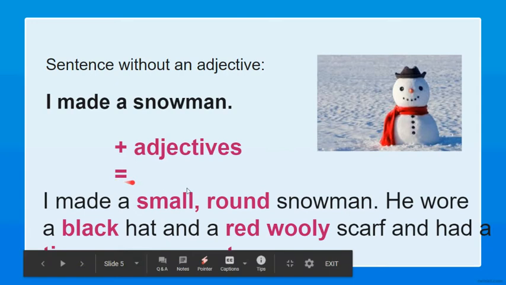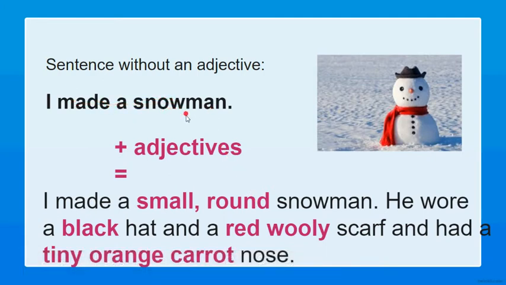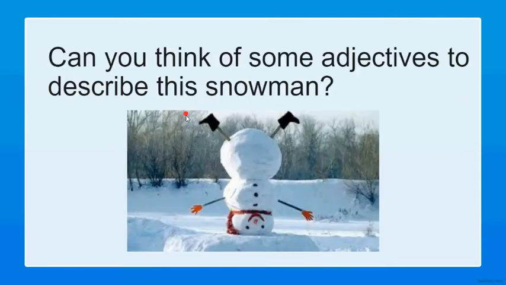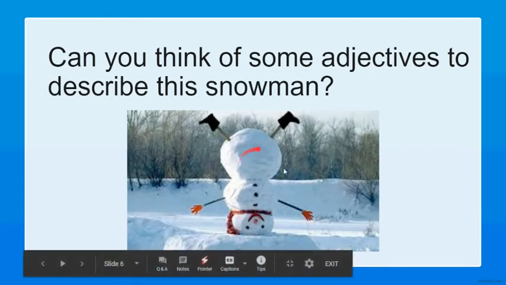So all those adjectives there really create an image in my head. By describing the snowman, I can say exactly what he looks like. He's small, he's round, he's got a black hat, red woolly scarf, and a tiny orange carrot nose. They are fantastic adjectives to make this sentence and this noun much more interesting. Have a look at this snowman. In your head for a second or two, I want you to think about adjectives you would use to describe him.